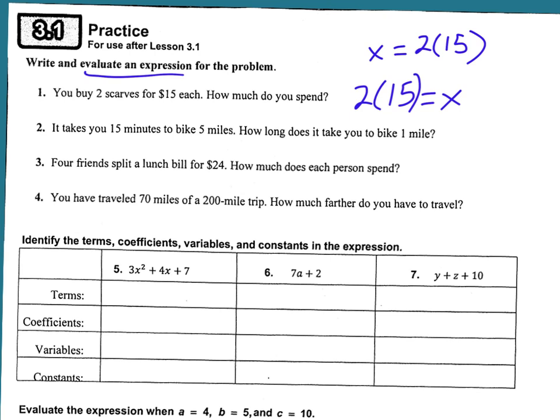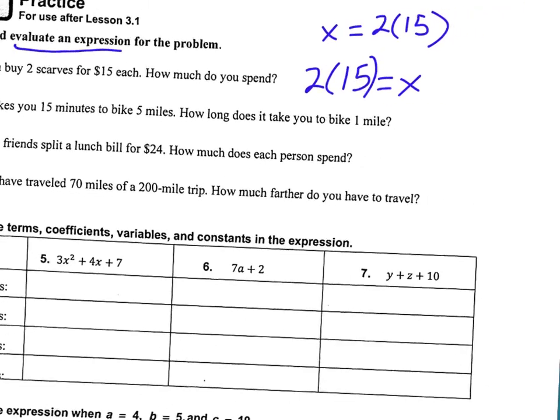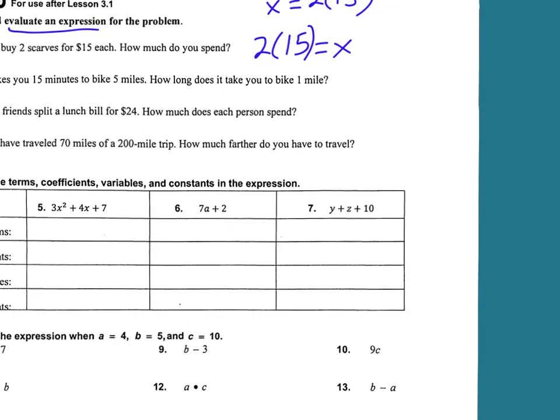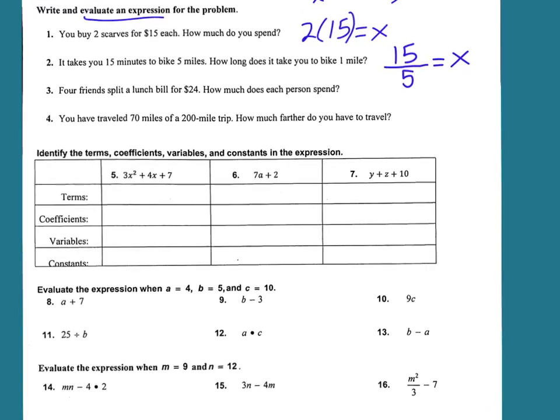here. And I know I talked to my class about this, that we are going to start showing division by using the fraction bar. So 15 divided by 5 equals X. Okay, so not too difficult yet. 4 friends split a lunch bill for $24. How much does each person spend? Well, another division. 24 divided by 4 equals X.